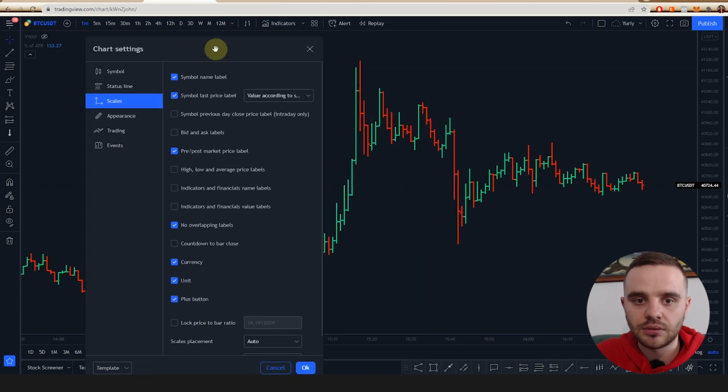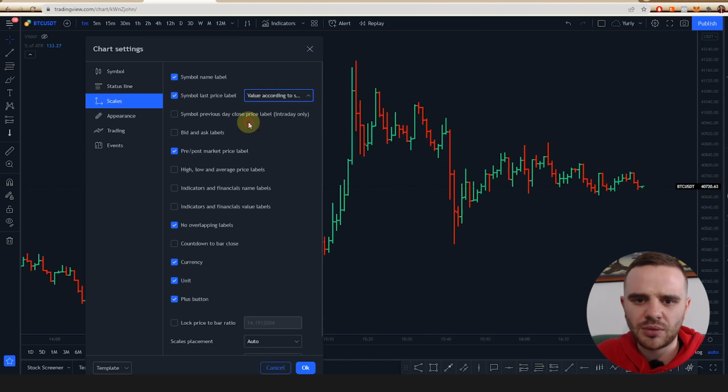Symbol name label. I don't have it. If you notice, Bitcoin symbol name label, symbol last price label, have a look. I highly recommend adding the symbol last price label, value according to scale, not price percentage. I don't recommend that one. I recommend value according to scale. That's it. Symbol previous day close label, this one I don't use.